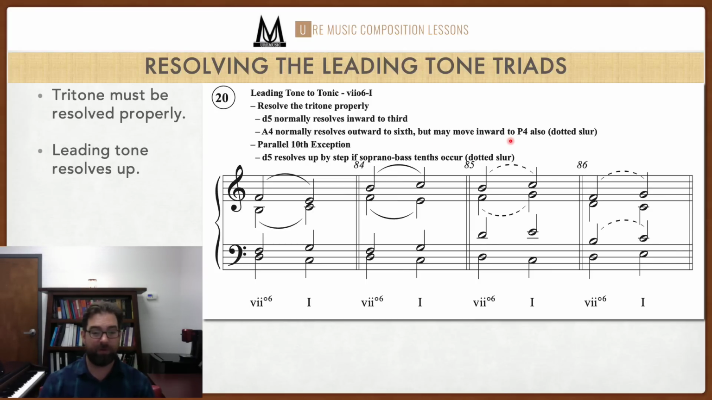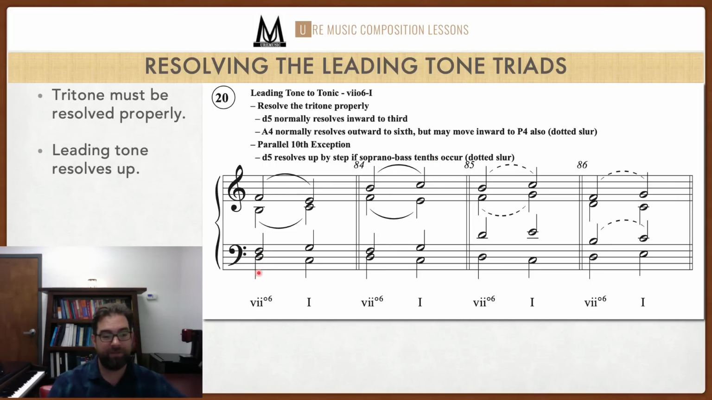So I'm going to show you all these examples. There's also a parallel 10th exception, which we will talk about, and that's where the diminished 5th resolves up by step if soprano-bass 10ths occur. So let's go over each one of these.